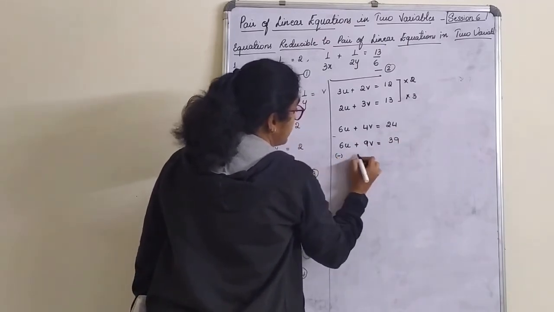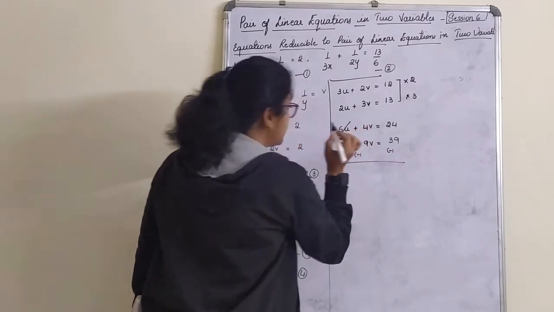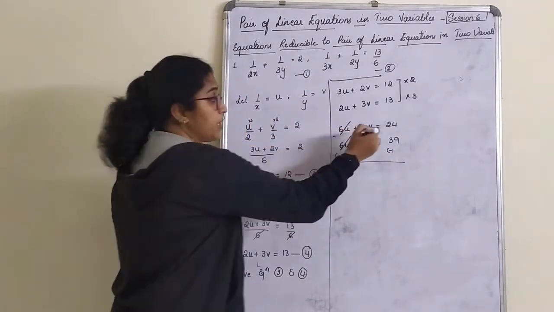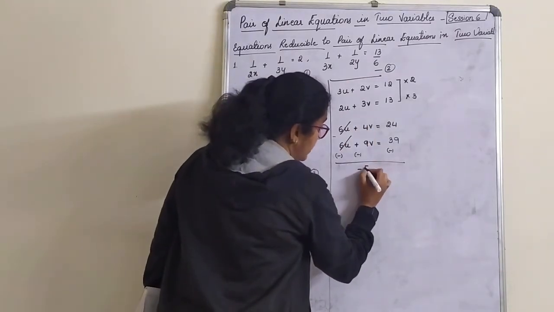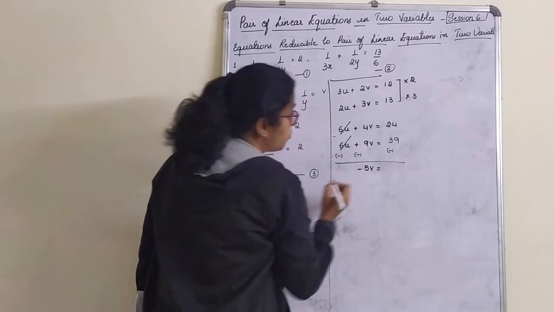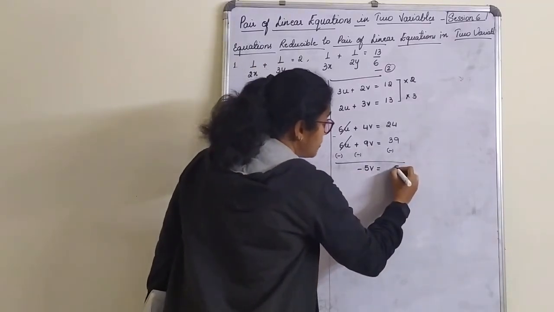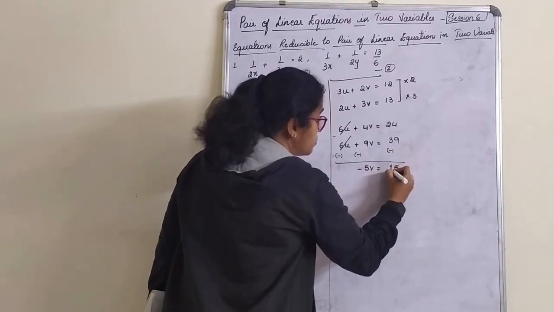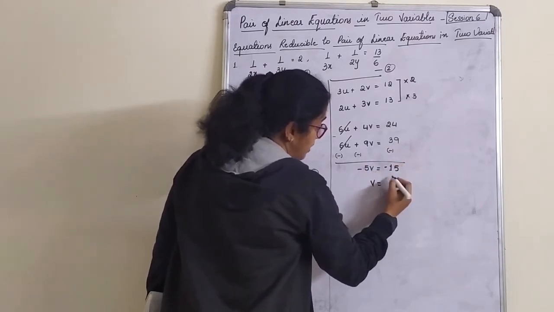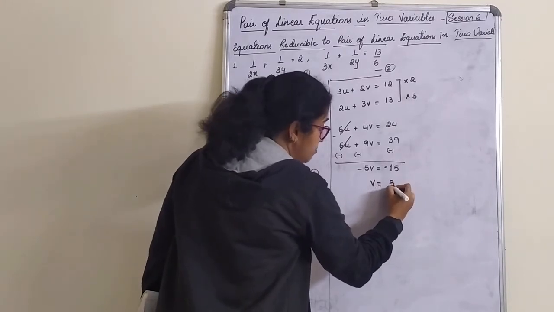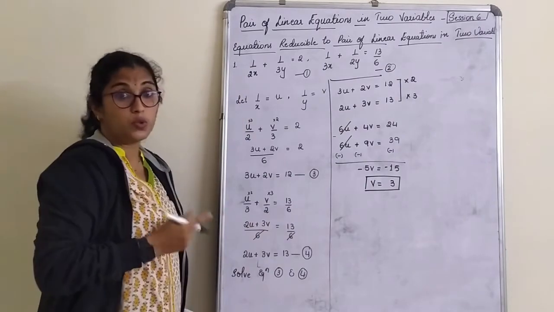Let us subtract the given equation by changing the sign. 6u and 6u will get cancelled. 9 minus 4, that minus sign is for the 9, so minus 5v is equal to 39 minus 24. 9 minus 4 is 5, 3 minus 2 is 1, minus 15. So v is equal to 15 upon 5, minus minus cancel, plus 3. v is equal to 3.